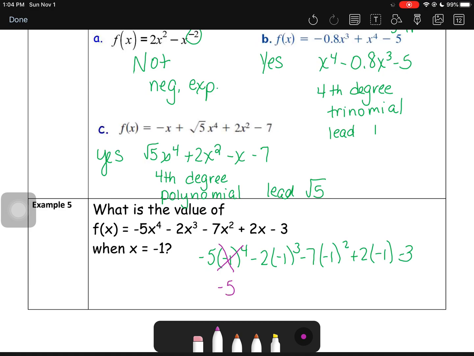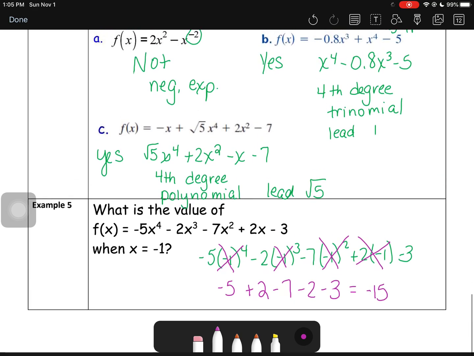Any negative value to the odd power will be negative, so negative 1 times negative 2 would be positive 2. Negative 1 squared is positive 1 times negative 7 would be negative 7. 2 times negative 1 is negative 2 minus 3. So negative 5 plus 2 is negative 3. Negative 3 and negative 7 are negative 10. Negative 10 and negative 2 is negative 12. Negative 12 and negative 3 is negative 15. This is our polynomial classification as well as vocabulary and substitution.